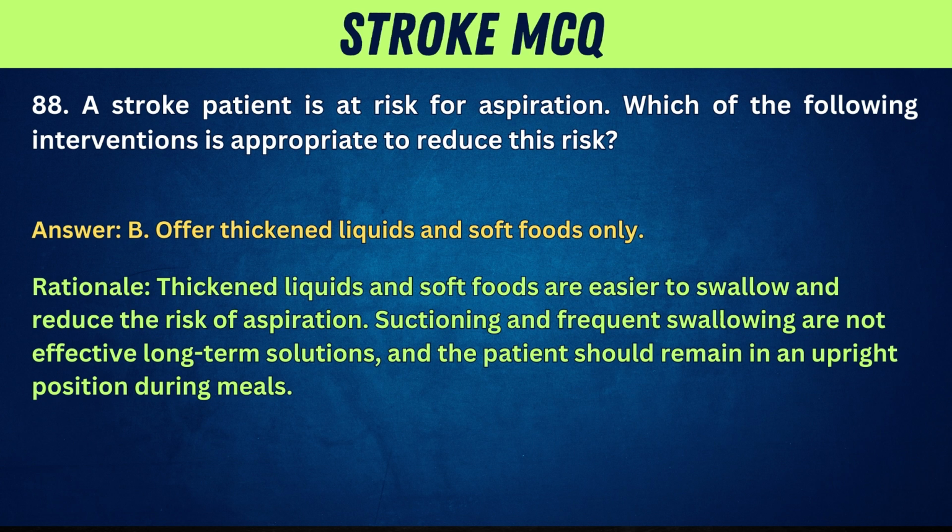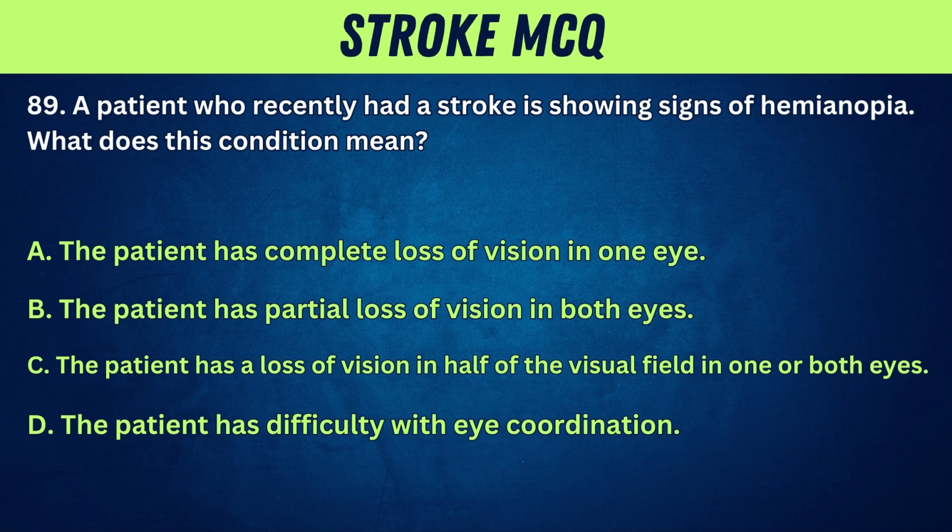Rationale: Thickened liquids and soft foods are easier to swallow and reduce the risk of aspiration. Suctioning and frequent swallowing are not effective long-term solutions, and the patient should remain in an upright position during meals.